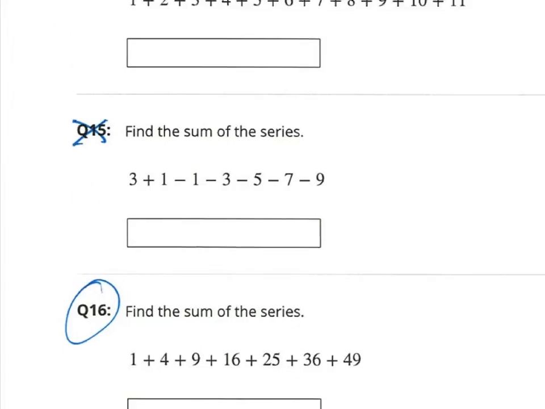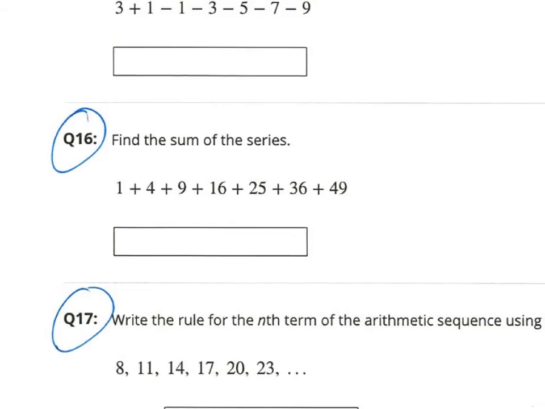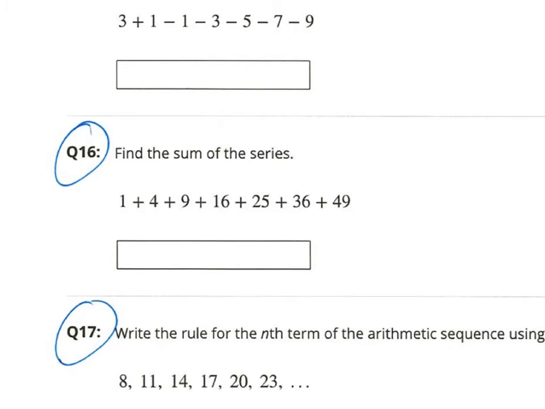Skipping 14 and 15, on to 16. Just like the previous one we did, we're finding the sum of the series. So again, you have to add them up. That's all you got to do.